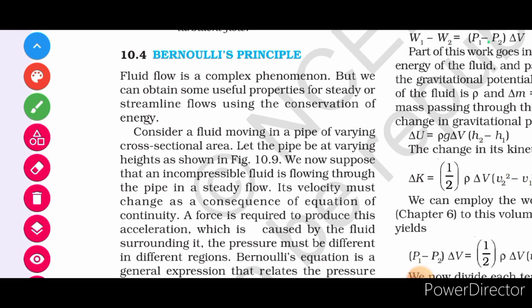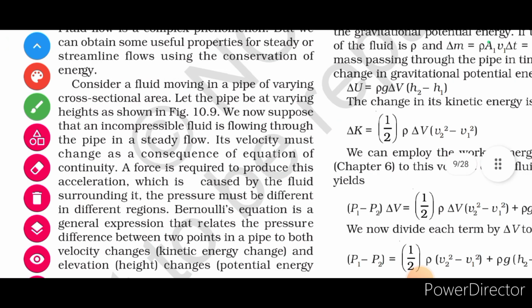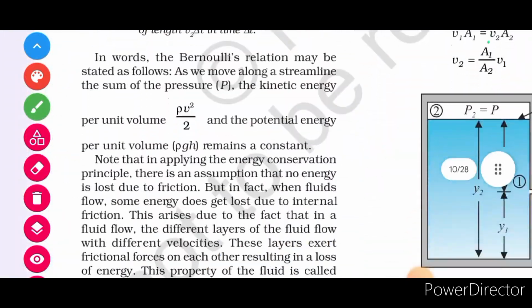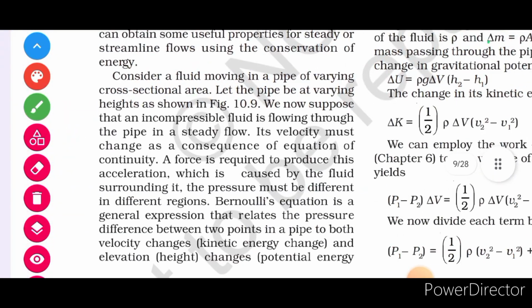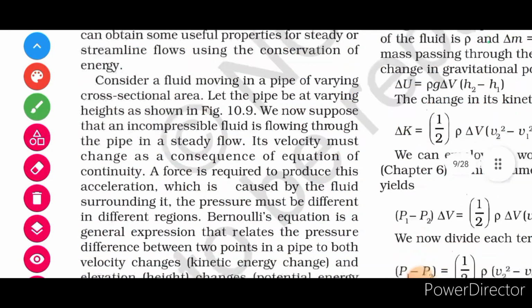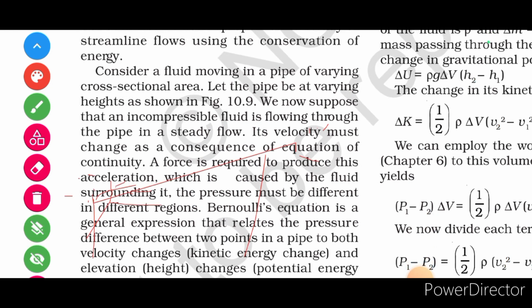We now suppose that an incompressible fluid is flowing through the pipe in a steady flow. There are certain assumptions that we have taken to prove this, which we'll talk about in a later part. The fluid has to be incompressible; it cannot be compressed. It's flowing through the pipe in a steady flow. Its velocity must change as a consequence of the equation of continuity.